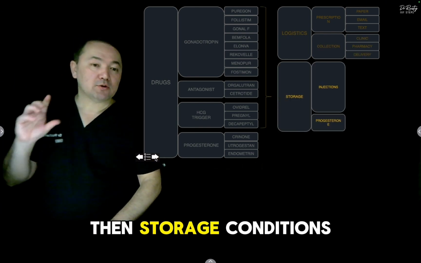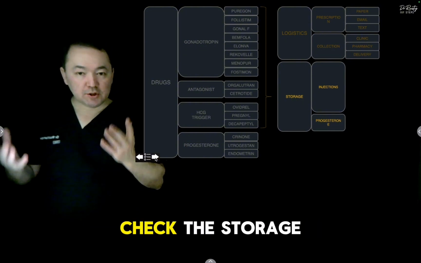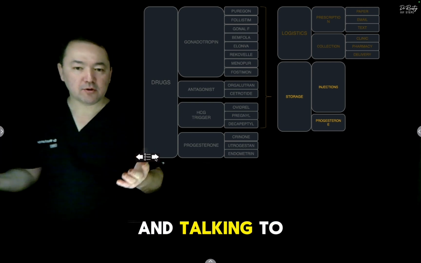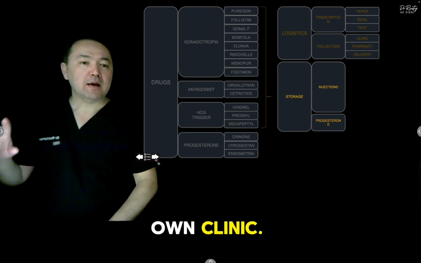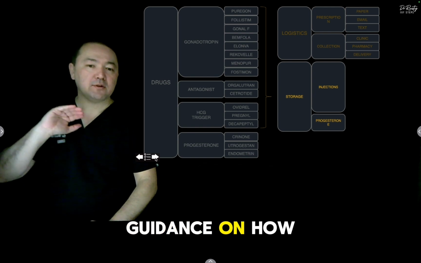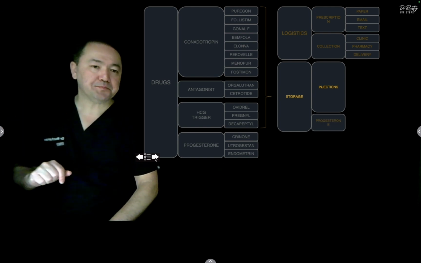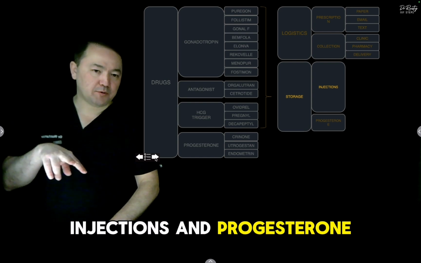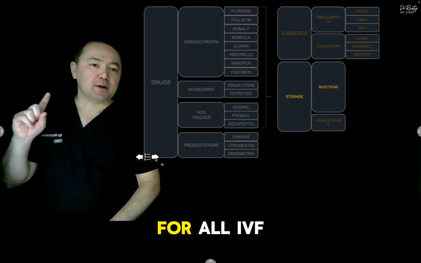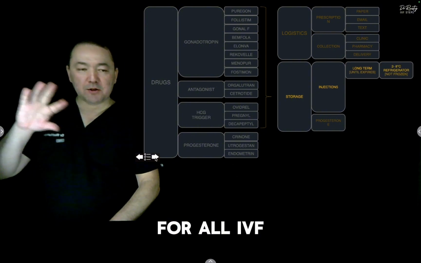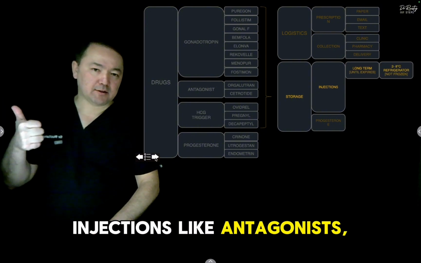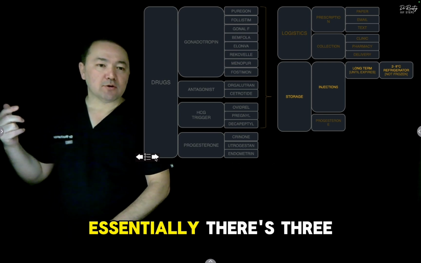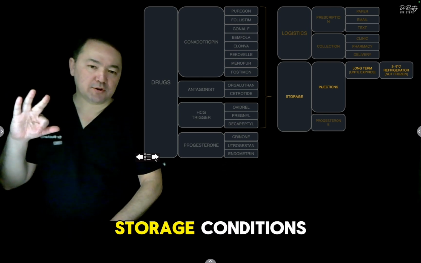Okay, then storage conditions. Of course you need to check the storage conditions by reading the instructions, and also talking to the pharmacy and your own clinic, but I will give you general guidance on how to store your IVF drugs. There are 2 different types of drugs, injections and progesterone pessaries or pills. Injections, pretty much all IVF injections like antagonists, gonadotropins, agonists and triggers, have 3 different types of storage conditions.